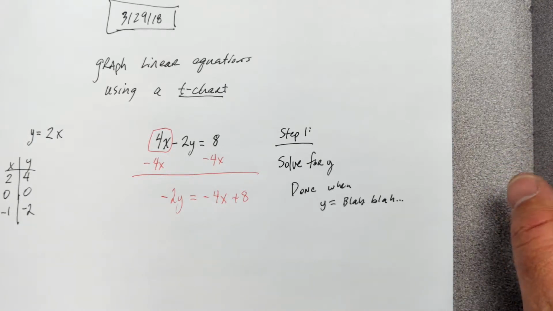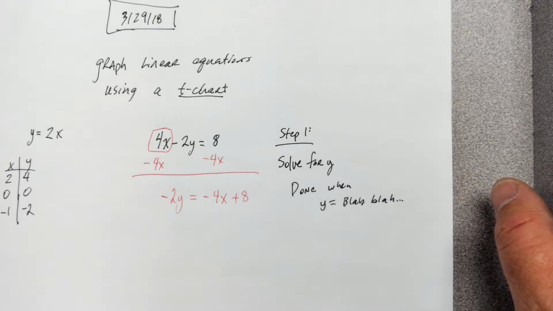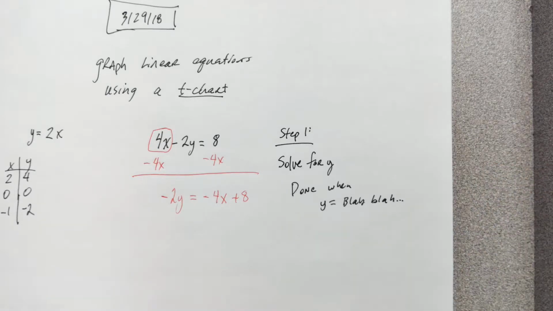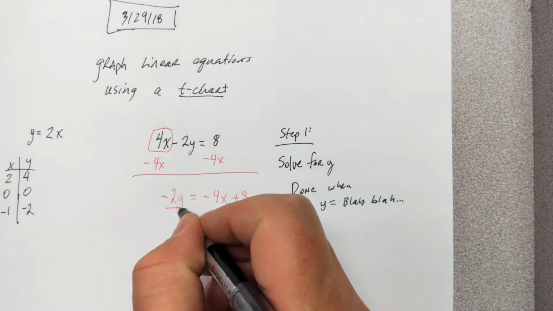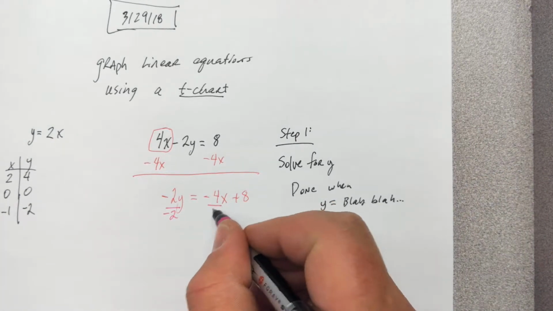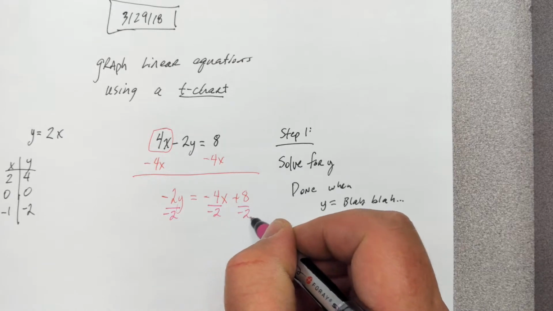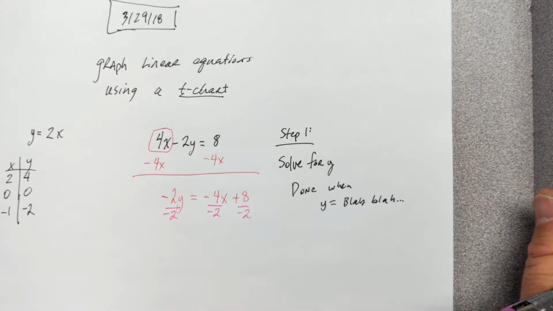Marlene, how do we get rid of the 2? What's the 2 doing to the y? Do you have to multiply or divide? You're right. We have to divide by negative 2. Now watch this. This is tricky. We have to divide everything by negative 2. And you see how, when I say everything, I mean everything, everything.